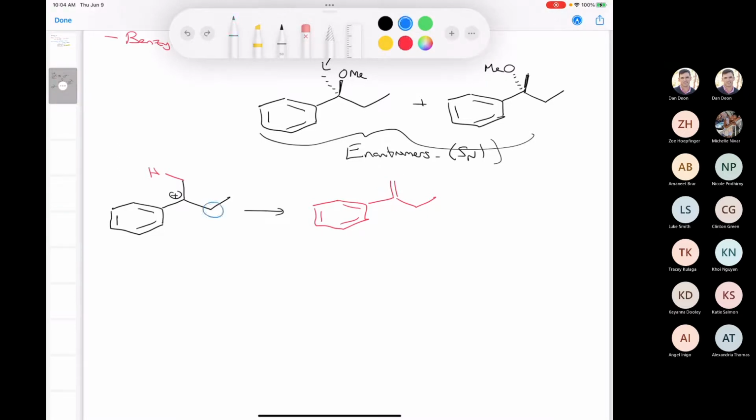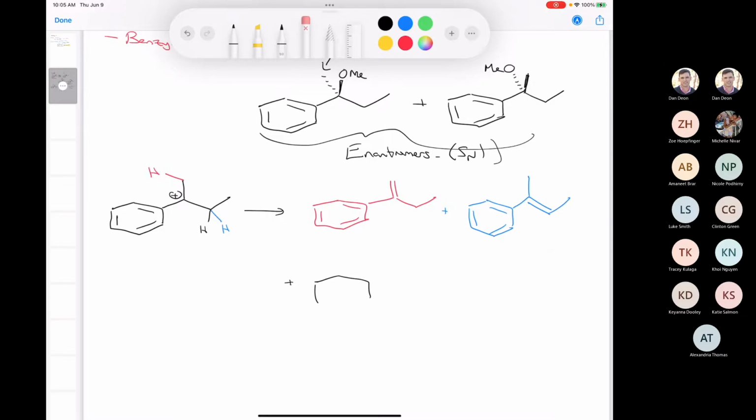However, at this beta position, I have two protons. So I'll draw one in black and one in blue. In this case, if I form a double bond here, I can get both cis and trans. So I'm going to draw them both. I'll do this one first, where we have the double bond like this. So this would be the trans compound. And then I'm going to draw the cis compound. Sorry, that's not a trans compound. That's a cis compound.